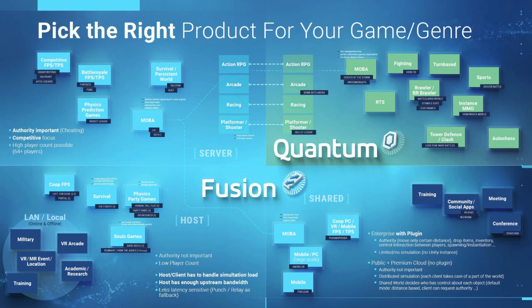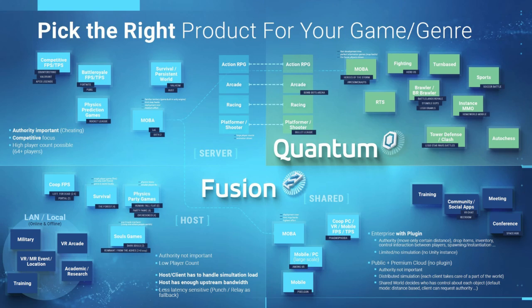So which network solution should you pick? Quantum or Photon Fusion or Unity netcode? Well, if you're deciding between Quantum and Photon Fusion, then you need to think about what type of game you're creating. If you're creating a first-person shooter, then you will want to use Photon Fusion because it is created to handle a lot of clients, up to 200, and it also has support for lag compensation raycasts, which is needed when you're running first-person shooters.